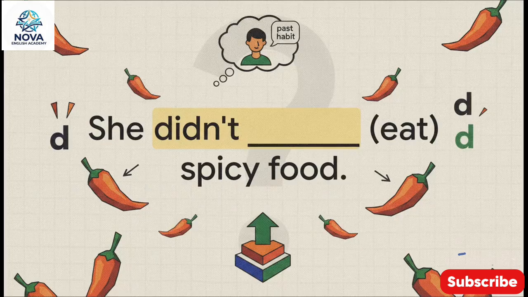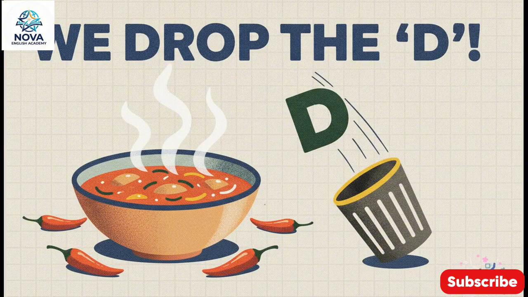Great job. Let's level up a bit. Try this negative statement. She didn't blank spicy food, using the verb eat. Remember our rule about the tricky D when we're dealing with negative structures? How do we complete this one? Exactly right. It is use to eat because the word didn't already handles the past tense for us. We drop the D. So the complete correct sentence is, she didn't use to eat spicy food.